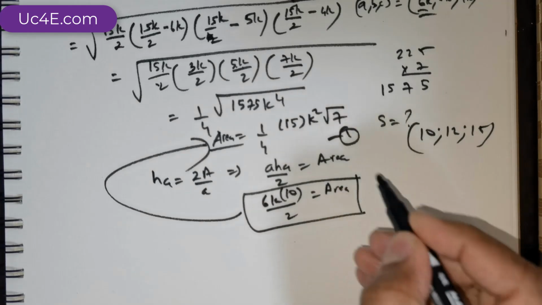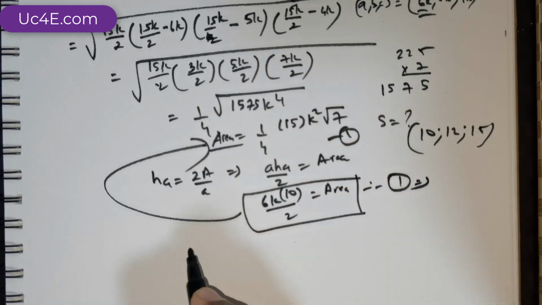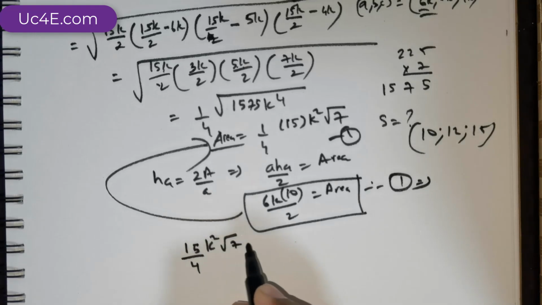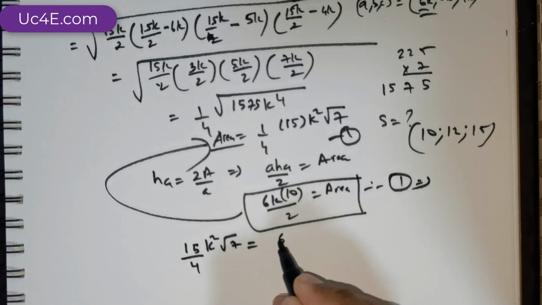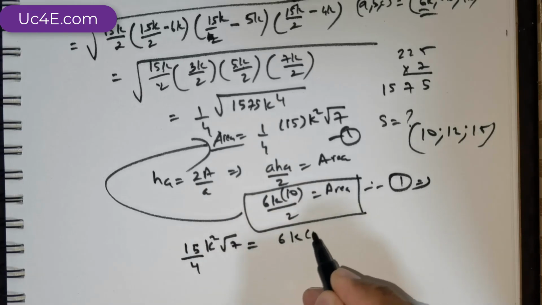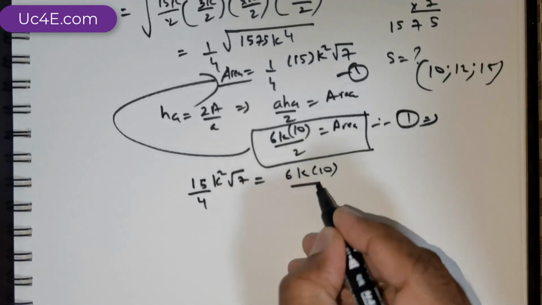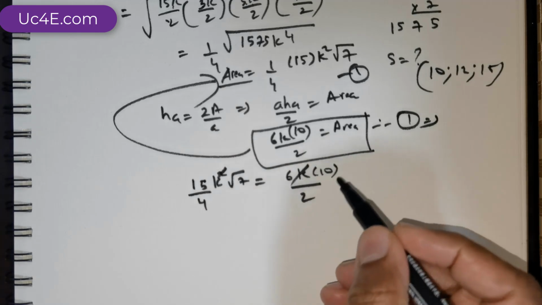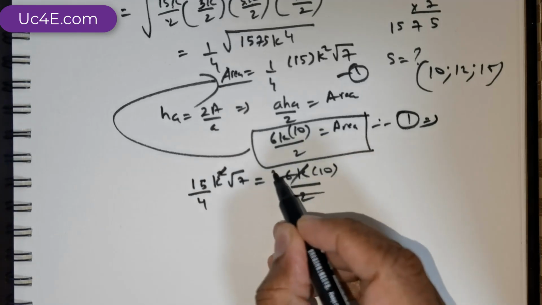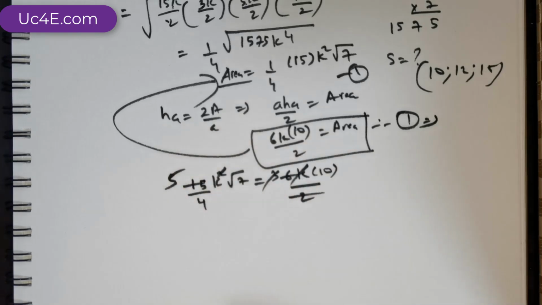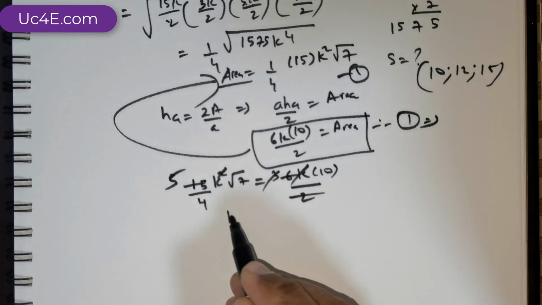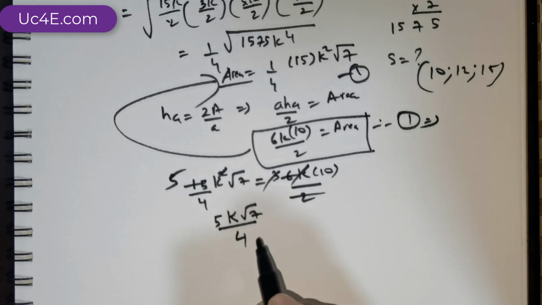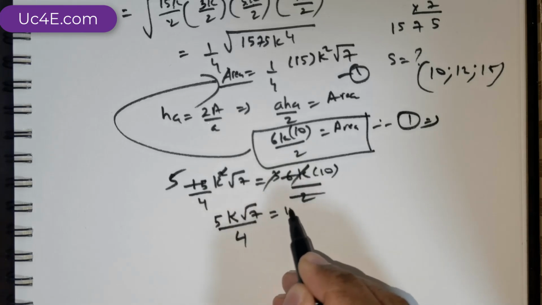Now I will take this relationship and I will utilize it over here. So I can rewrite this as 15 divided by 4 times k squared root of 7 is equal to 6 times k times 10 divided by 2. So a k and a k get cancelled, and 2 will divide here 3 times. This 3 will divide here 5 times. So what have we got? We got k times root of 7. I got a 5 there, and I got a 4 here, and I've got a 10 here.